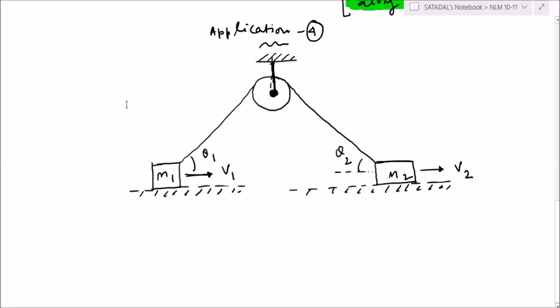Yes, Likita, correct. Akash? Sir, V1 cos theta 1 is equal to minus V2 cos theta 2. No minus sign. So then Sunita? Sir, V1 cos theta 1 is equal to V2 cos theta 2. Correct only. Raja? Same, sir. V1 cos theta 1 is equal to V2 cos theta 2. Correct. Aditya? V1 cos theta 1 is equal to V2 cos theta 2.